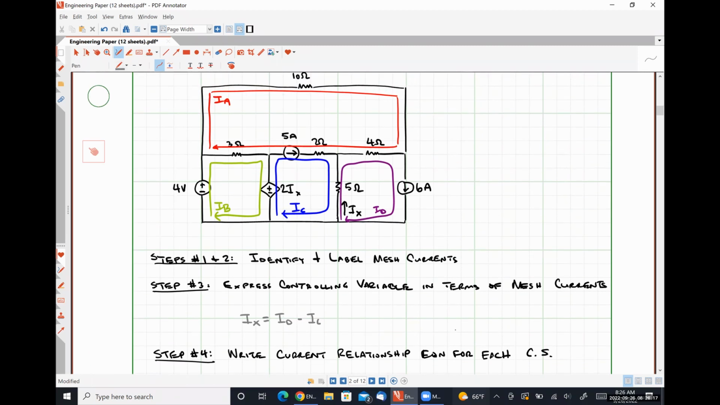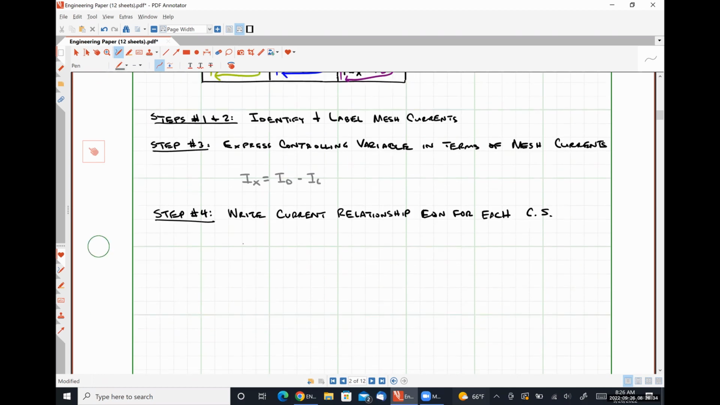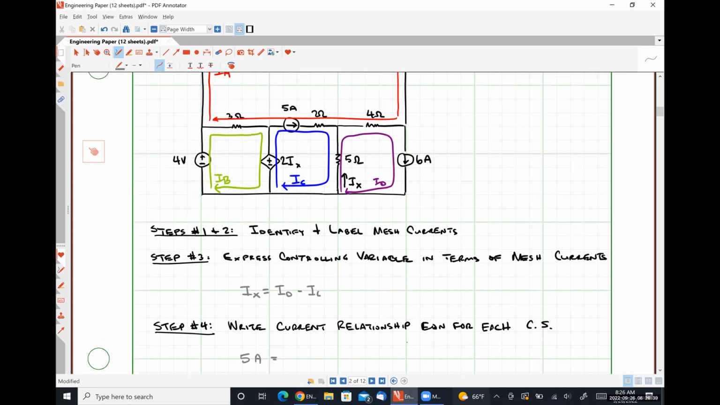The 5 amp source is what I'm going to refer to as an interior current source because it's inside the circuit. And the 6 amp current source is what I'm going to call an exterior current source because it's on the perimeter or the edge of the circuit, okay? So let's start with the 5 amp source. 5 amps will be equal to the mesh current that's flowing in the same direction as the 5 amp source minus the mesh current that's flowing in the opposite direction of the 5 amp source as those mesh currents flow through the branch containing the 5 amp source.